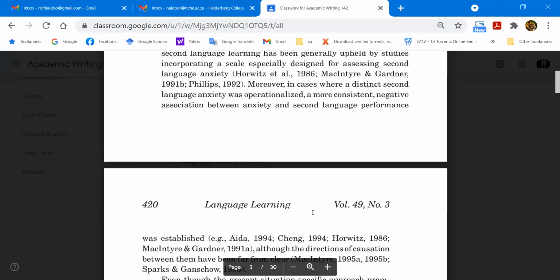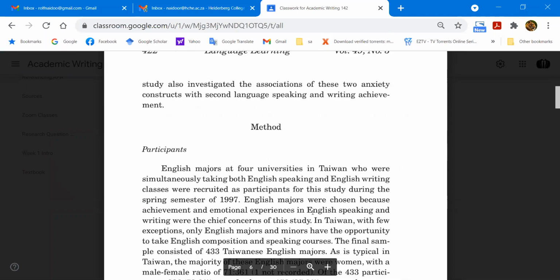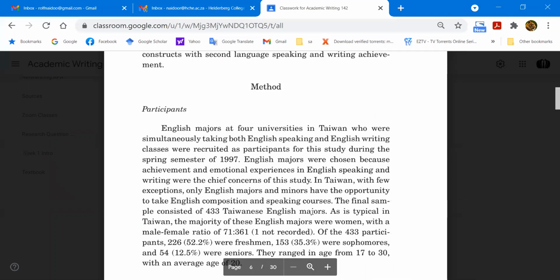So we are going to start with this section first, the introduction. Let's keep our introductions to a page, maximum.